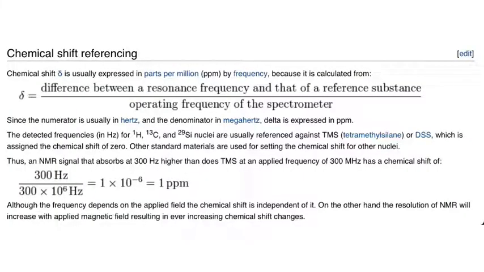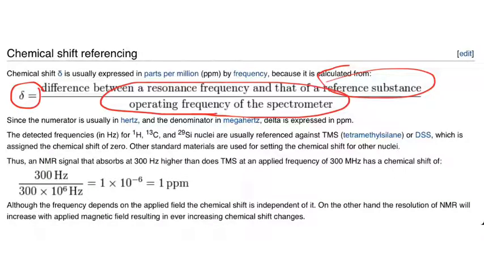Now I got this out of Wikipedia. It just goes over what I just said. Delta is the difference between the resonance frequency and that of the reference substance, which is TMS, divided by the operating frequency, that's the radio wave operating frequency of the spectrometer. Okay. Now, they've gone through an example there, exactly what I just said, except they've used 300 Hertz difference in resonance frequencies compared to 300 megahertz of radio wave frequency to get a 1 part per million chemical shift.